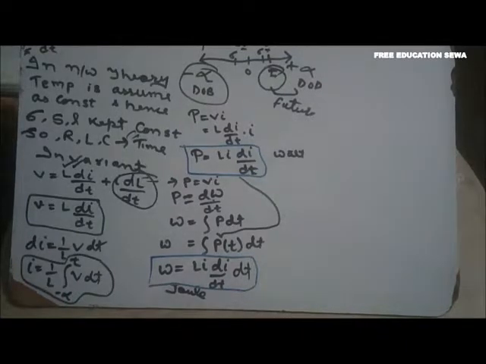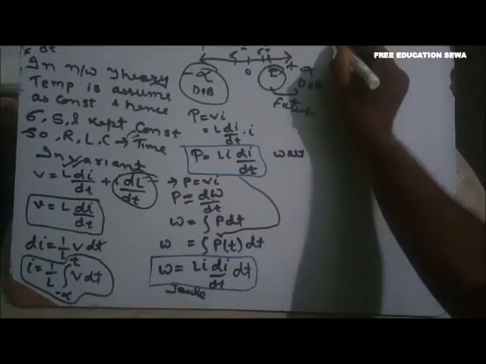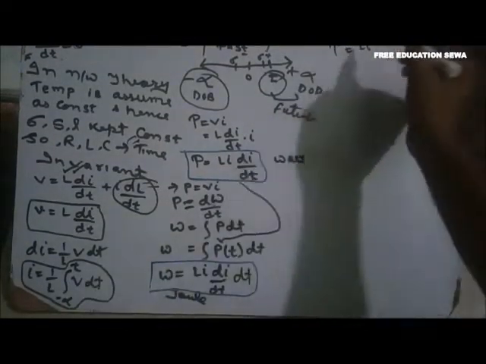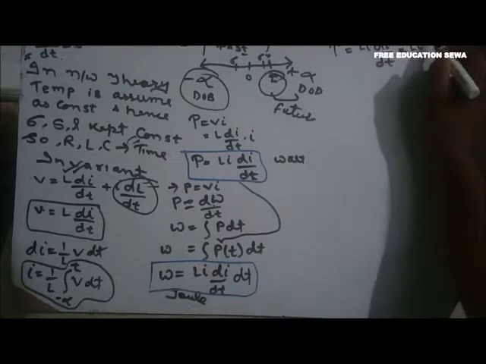Now see, we know that power equals Li di by dt. We can also write here, if we integrate the i with respect to t, what we will get? We will get half Li square. Or d by dt of half Li square. If you just differentiate this term half Li square, we will get this one.